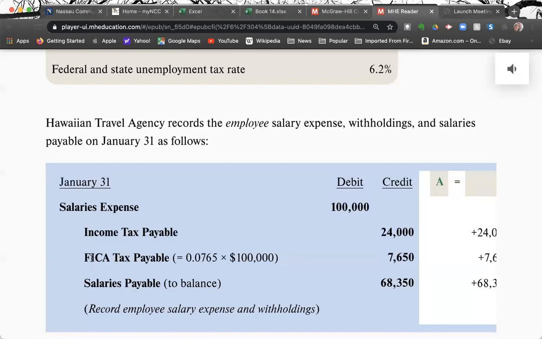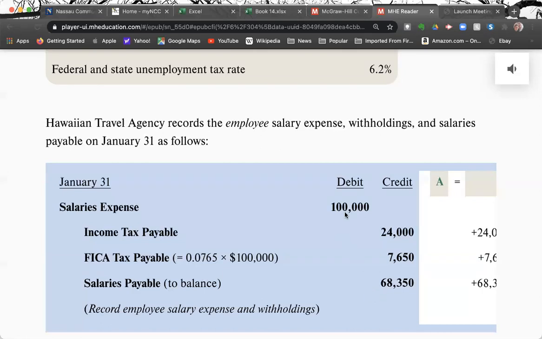Here, they combined the Medicare and Social Security into one number. On your paycheck, you'll see it as two separate numbers, right? The Social Security is a bigger number and the Medicare is a smaller number. But here they combined it. And the combined rate is 7.65%, times 100,000 is $7,650. And now what's left over?